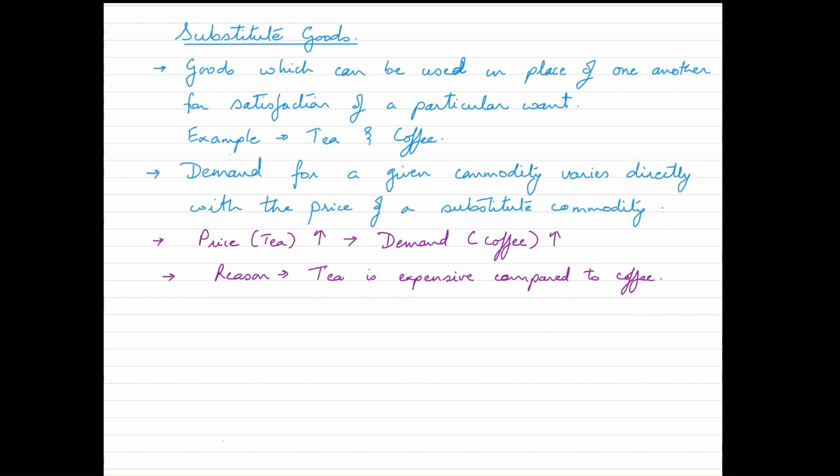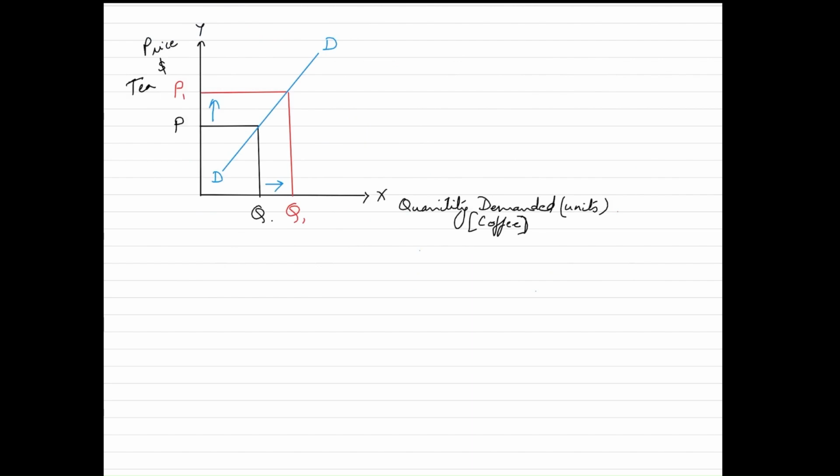Let's quickly take a look at how this representation would look on a graph. On this particular graph, we have price and quantity demanded placed just like we would do in a regular demand scenario. But since here we are talking about two different commodities, on the y-axis we are measuring the price of tea, which is our substitute, and on the x-axis we are measuring coffee, which is our main commodity.